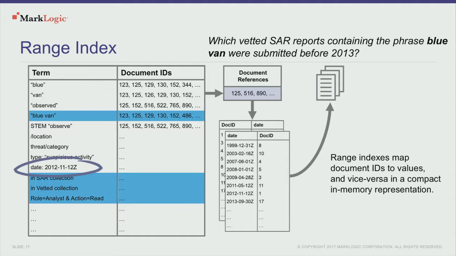And it's the same concept. So when we resolve this query now, we'll resolve what we can from the universal index, and then get another list of document IDs from the range indexes and intersect them together.